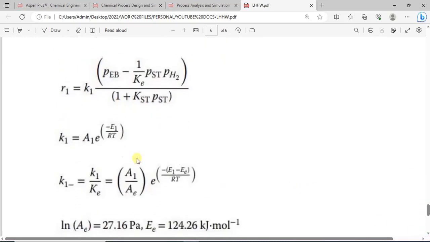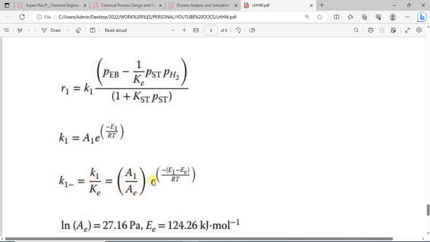So you have K1 is equal to A1 e raised to power minus E1 over RT, which is the normal Arrhenius equation, right? Arrhenius expression. Then you have K inverse, which is KB, the kinetic factor of the backward reaction, is equal to KF or K1. So K1 is the KF, which is the kinetic of the forward. So you have K1 over KE, which is the equilibrium K. So K inverse, as I said in the kinetic tutorial, is equal to K forward over KE.